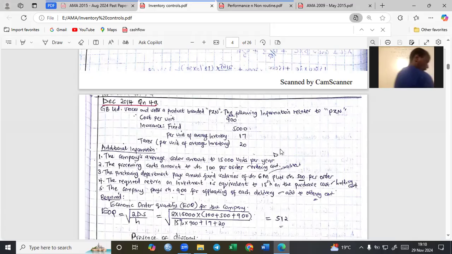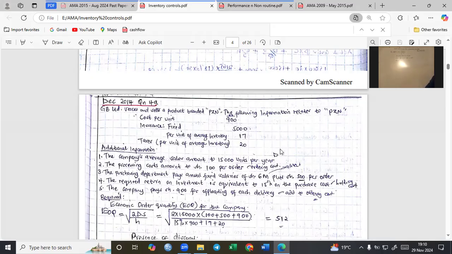So you add them together, utapata the total ordering cost. Unachukua 100 plus 500 plus 900. Unapata 1500. Haya. What else do we have? CH, we need CH. Now CH is holding cost. Now do you have any holding cost? So holding cost in a rate na hold inventory.